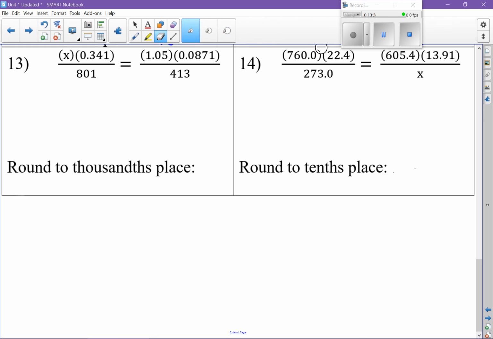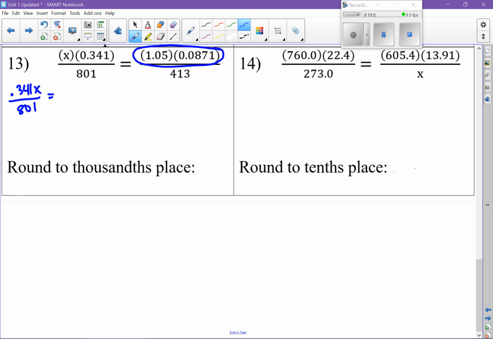Alright, let's work on these last two hard ones. They have a lot of things going on, so first I would combine any like terms that you can. So I would multiply those two numbers together. So on the left side I get 0.341x over 801 equals. When I multiply over here I get 0.091455 over the 413, and now you're set up to cross multiply.